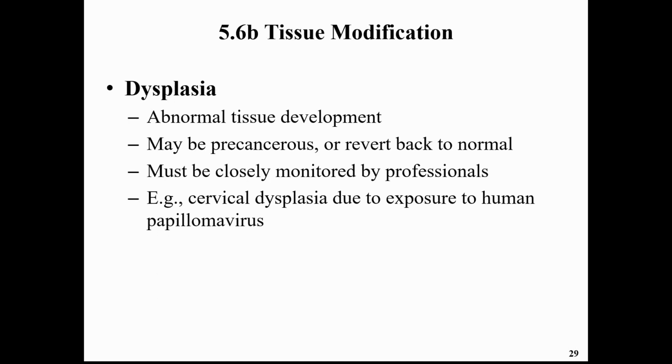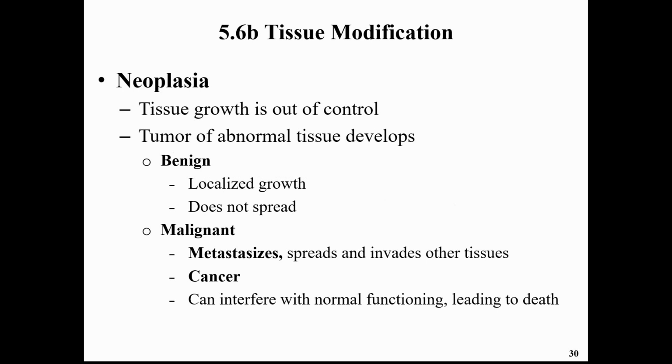Dysplasia is abnormal tissue development. This is precancerous. It can revert back to normal, or it could go into full cancer, but dysplasia needs to be monitored closely. And then finally, neoplasia is new growth, tissue growth that is out of control. We define neoplasia by benign and malignant.